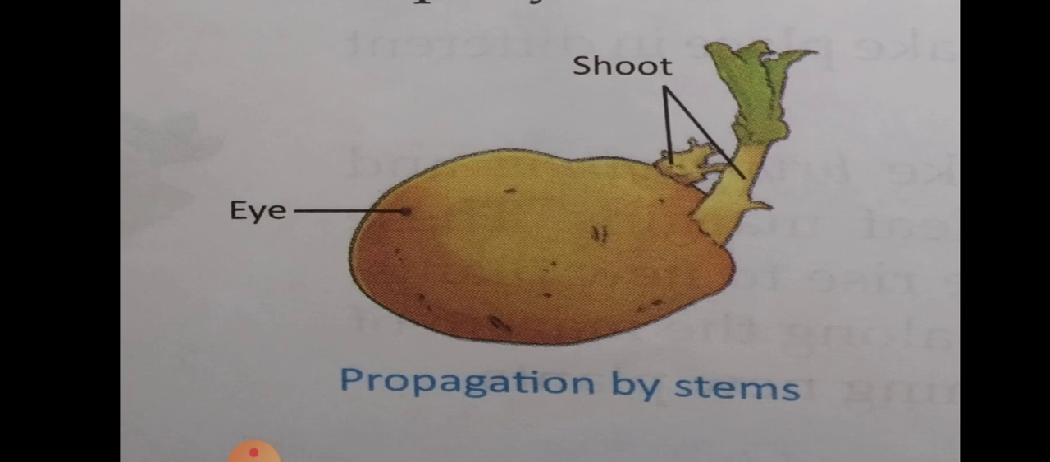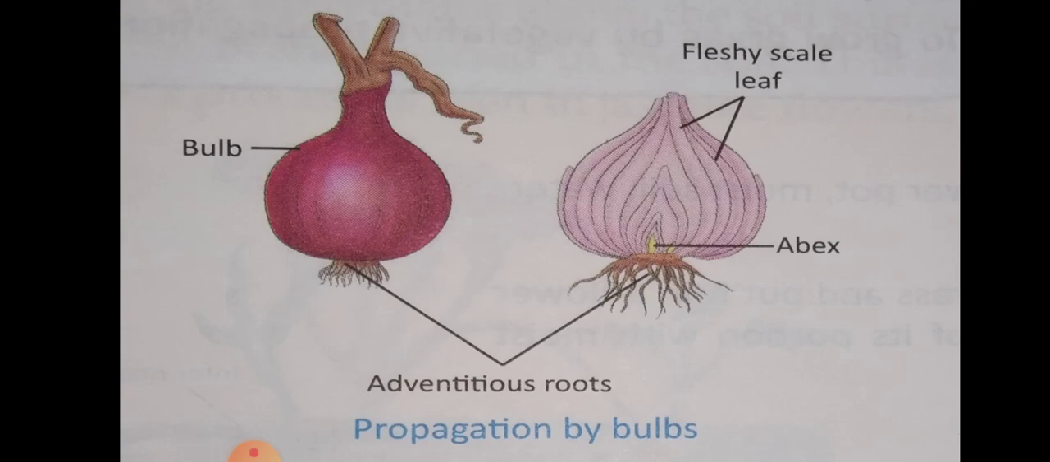You can see on the potato the eye, the shoot, and these buds, as they get formed, rise into a new plant. So modified stems such as tuber, bulb, rhizome and corm help the plants to multiply. So propagation by stem, as I showed, the tuber, for example potato. Next, stem such as tuber, we came to know about potato, how it reproduces. Now let us see bulbs.